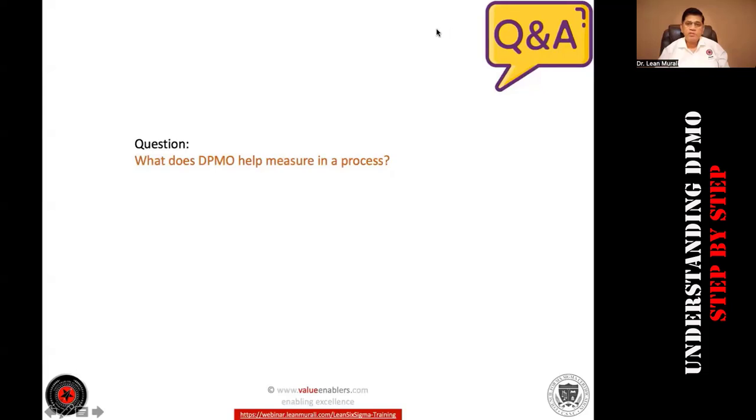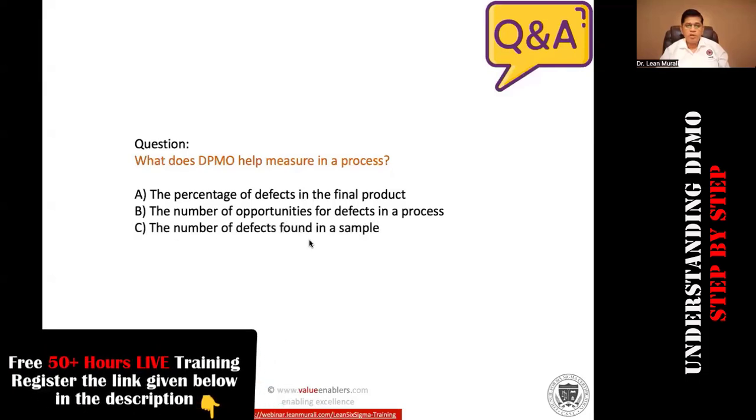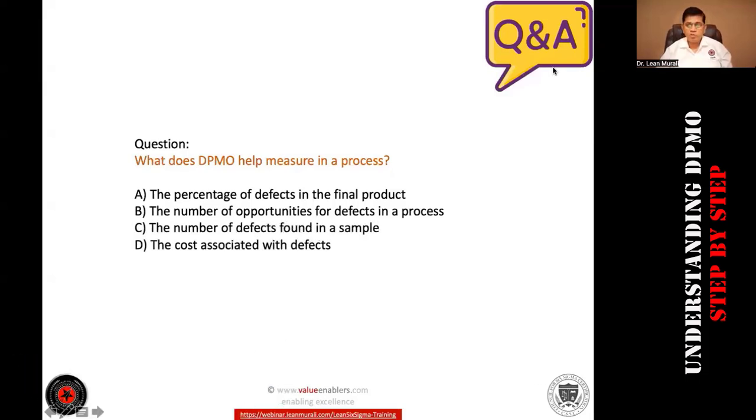And so the question here is, what does DPMO help measure in the process? The percentage of defects in the final product, the number of opportunities for defects in the process, the number of defects found in the sample, or costs associated with defects?